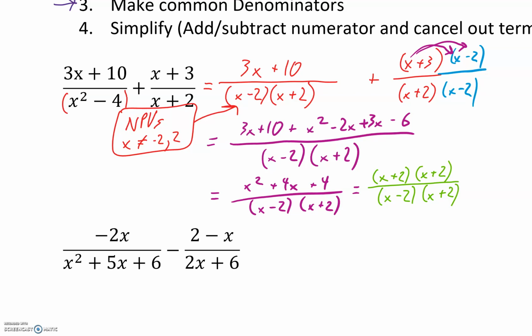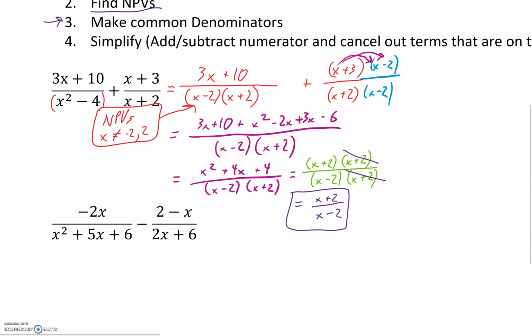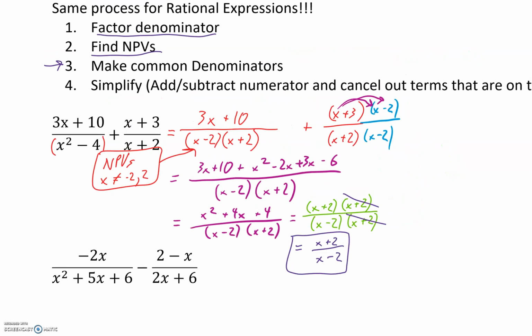And then finally here we can begin to cancel out these two, and we're left with x plus 2 over x minus 2. So if you cancel early, if you simplify early, you will not get the right NPVs, or you might not get the right NPVs, as we canceled out one of our NPVs. All right, I hope you can try this one out. Pause the video right now, try it out for yourself, and see if you get the same answer.